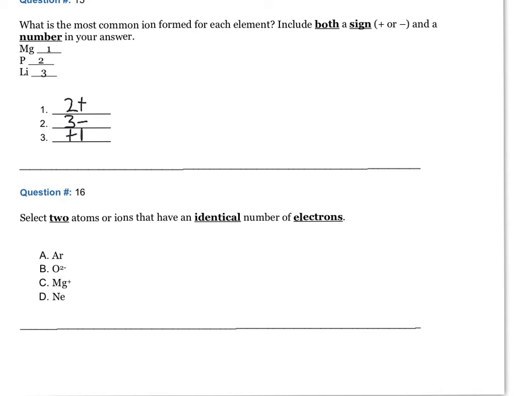Question 16. Select 2 atoms or ions that have an identical number of electrons. The answer is both oxide, O2 minus, and neon.